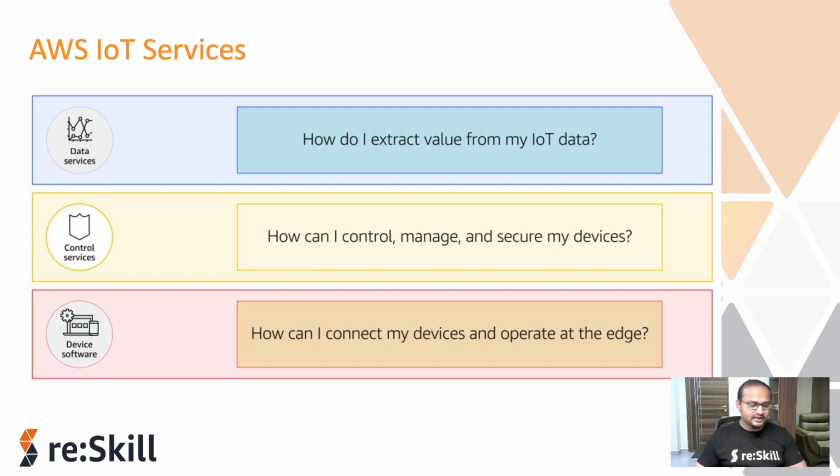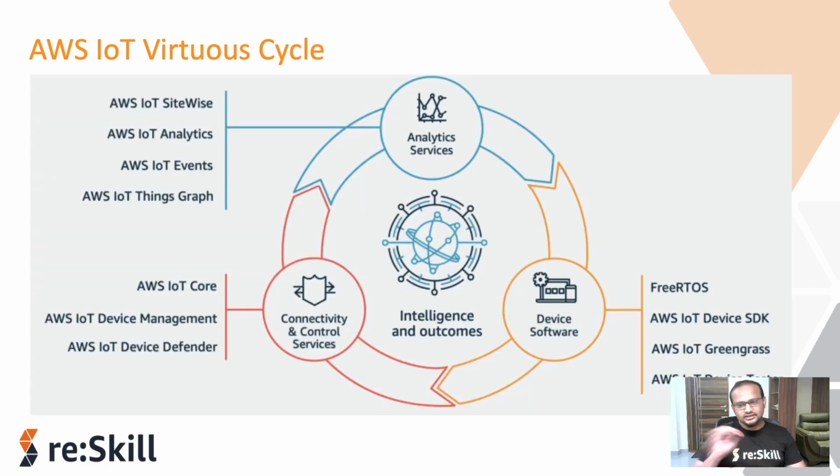And once the data gets generated, we have it stored. How can we extract value out of it? What are the different ways we can store the data? What are the different ways we can interpret that data and then understand it better? So these are the three layers, and the services in each of them go like this.